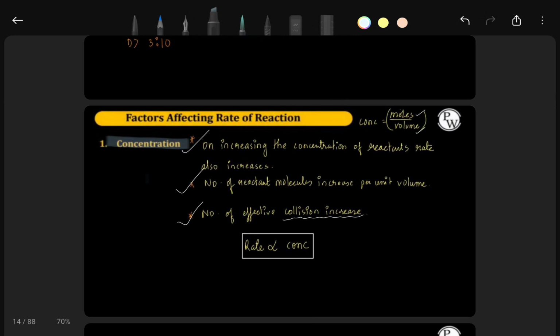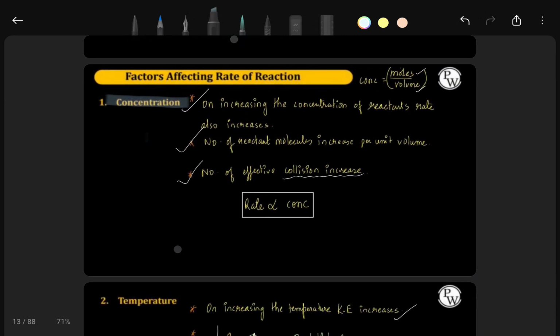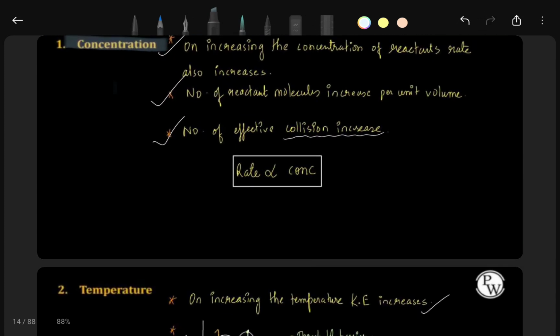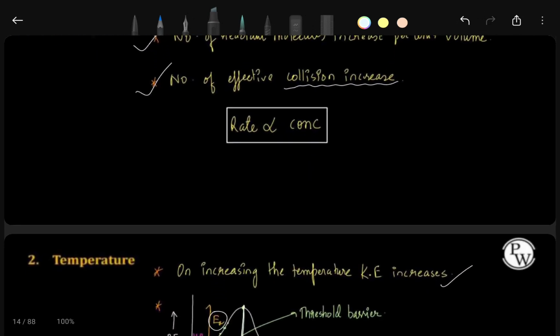We see this in real life situations. As we are talking about concentration, how does concentration affect the rate of reaction? When we increase the concentration of the reactants, conversion to the product is faster, so concentration affects the rate of reaction. The number of reactant molecules per unit volume increases, the number of effective collisions increases, so the rate is directly proportional to concentration.